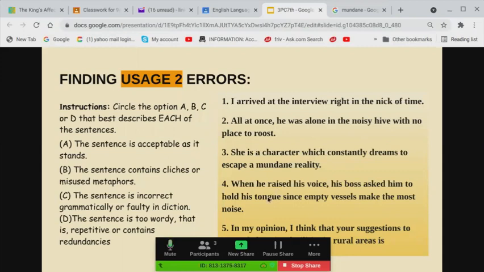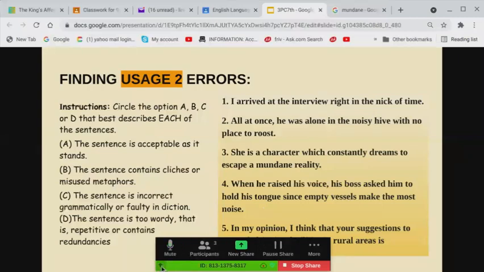When he raised his voice, his boss asked him to hold his tongue since empty vessels make the most noise. Empty barrel. Misuse. Yes, a little bit of misuse, but at the same time, it's a cliche. Do you know this one? Empty vessels make the most noise. Yes, but it gets muddled up with this. In Jamaica, we normally say empty barrel. So it's a misuse or mix up.